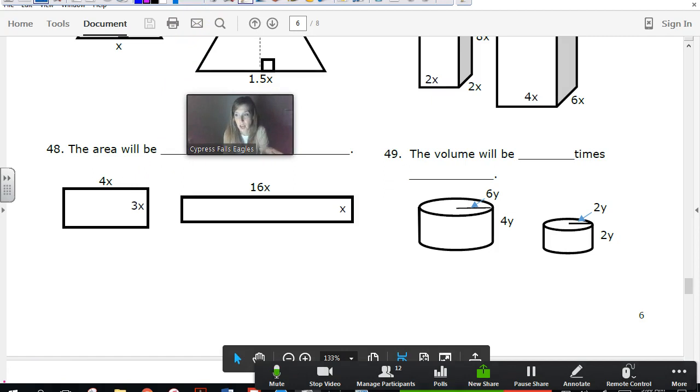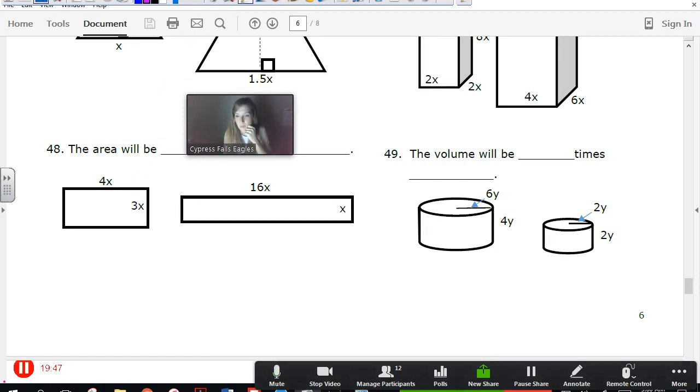So on 49, let's answer this first. Was this proportional change? Are these figures similar? No. Because the 6 became 2, that's a scale factor of 1/3. And the 4 became 2, that's a scale factor of 1/2. So no. When it's not proportional, we can't use our little tricks. So we really have to solve it out and find out what happens.